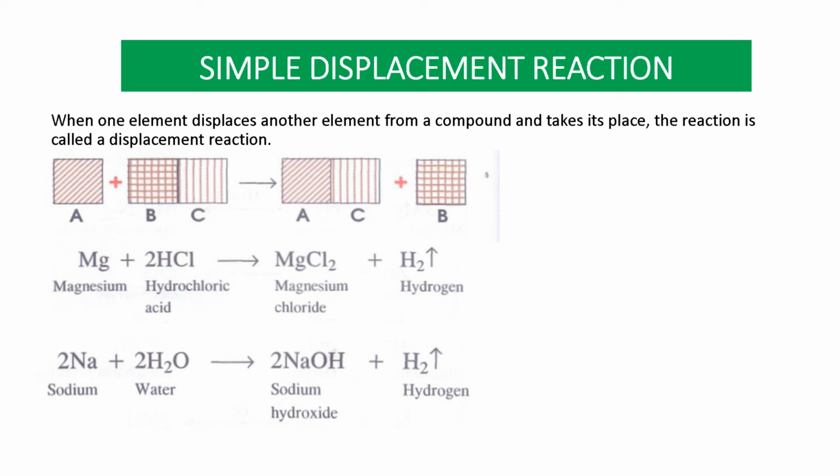It means A is more reactive than B, so A replaces B. So this is the displacement reaction, where A takes the place of B, because A is more reactive than B. You can understand it with the help of another example, like magnesium plus hydrochloric acid, HCl. What will form? Magnesium chloride plus hydrogen. So a more reactive element replaces a less reactive element. Magnesium is more reactive than hydrogen, so it replaces hydrogen and magnesium chloride will form.